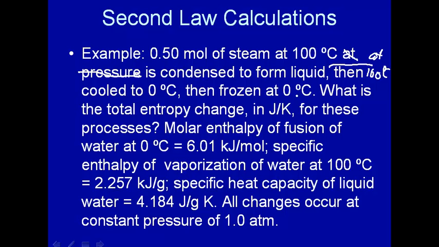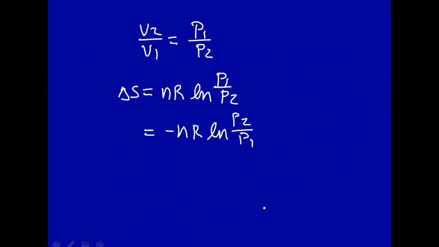Let's calculate the total entropy change for these processes. Here's some useful information: we have the enthalpy of fusion, the enthalpy of vaporization, and the heat capacity of the liquid, and everything is done under constant pressure. All right, so let's calculate the entropy changes for these.